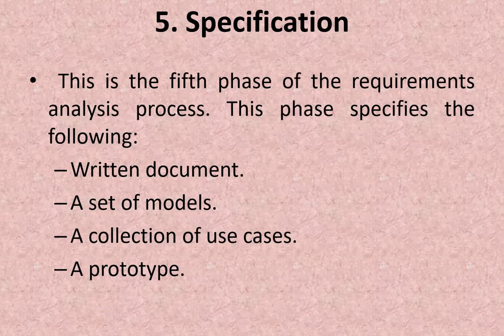Then the fifth one is the specification. Specification is the fifth step, where after we have negotiated what is going to be done, a written manual for all the software data will be given here. What we are going to develop, the time we are going to take for the development, the models that we are going to set, the use cases that we have collected, and a prototype of the actual software model to be produced, all will be written in this particular step called specification.